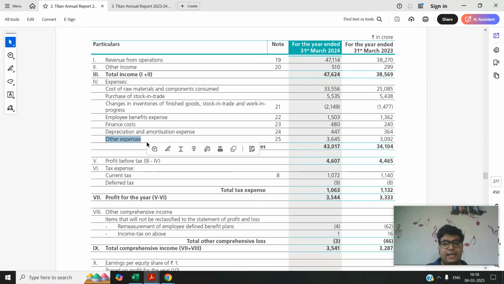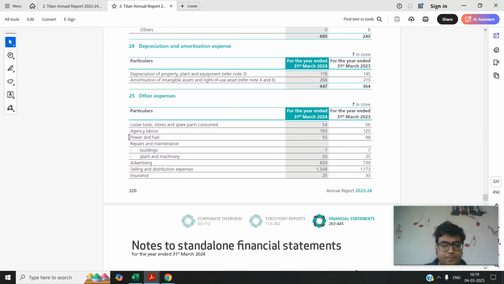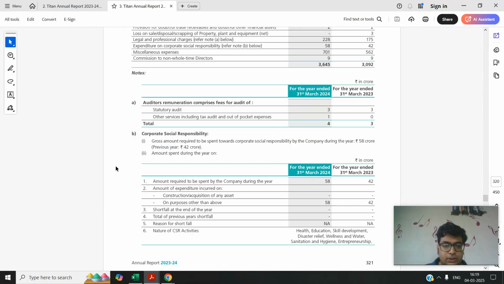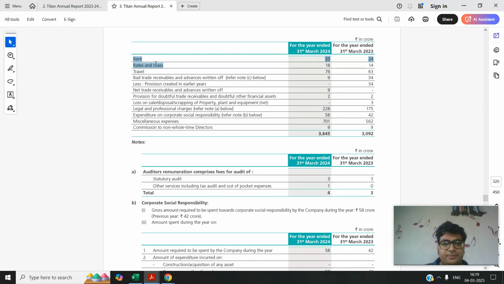This is the last head. All the residual expenses which do not get classified into any of the above categories get classified here as other expenses. Titan had other expenses of 3,645 crore, and let's quickly look at what these are. So you have power and fuel, essentially your electricity expenses. You have building repair, machine repair, advertising, selling and distribution, insurance. You have rents that you have paid, rates and taxes.